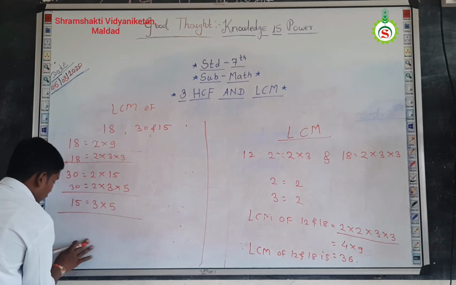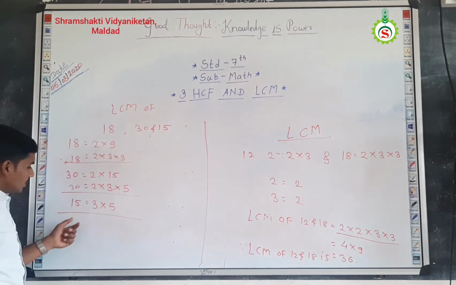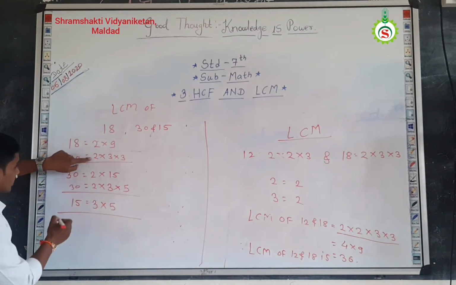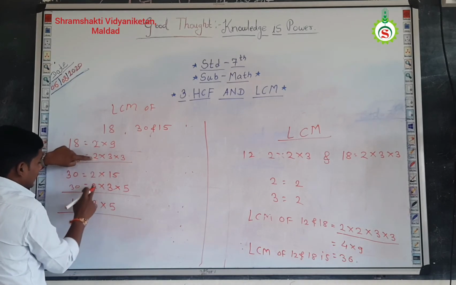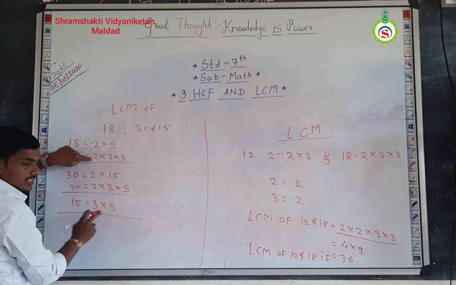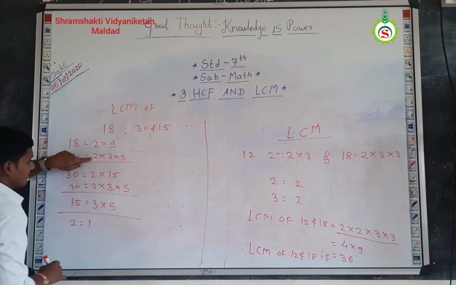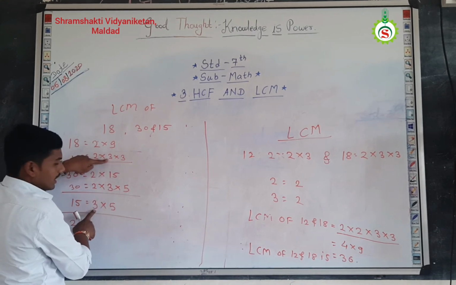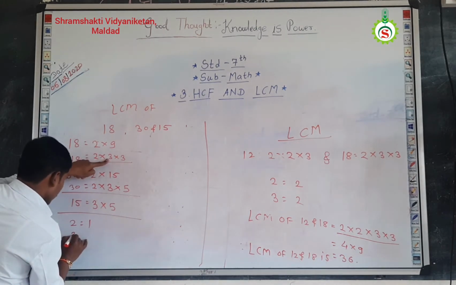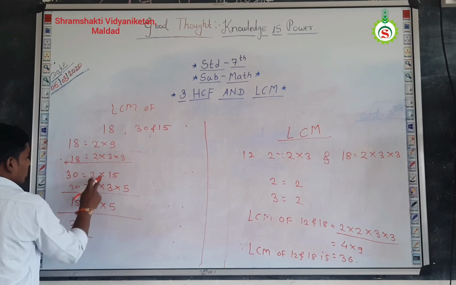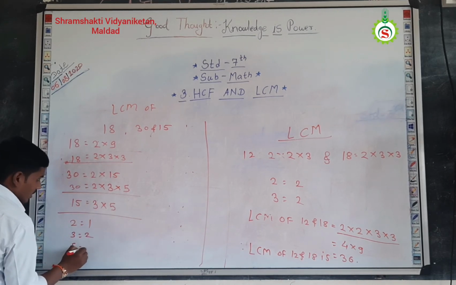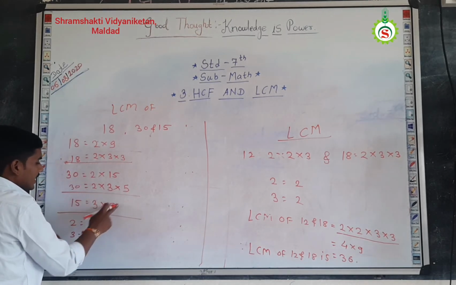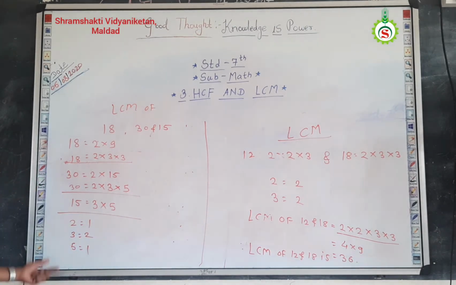Now for finding the least common multiple, what will I do? I will take the maximum occurrence of all the factors. How many times does 2 occur? Only 1 time here, 1 time here, and not a single time here. That means 2 occurs at most 1 time. Now 3 occurs 2 times here, 1 time here, and 1 time here. That means the maximum occurrence of 3 is 2 times. Now 5: here no 5, that means 0 times; here only 1 time, and here also only 1 time. So the maximum occurrence is 1 time.